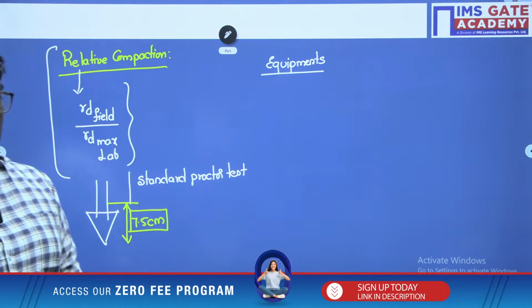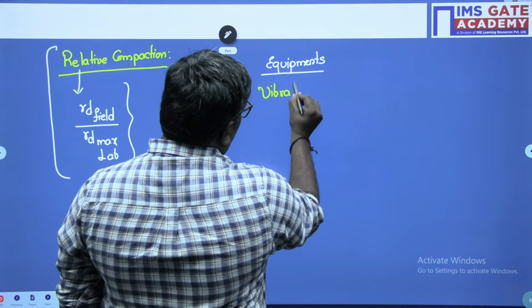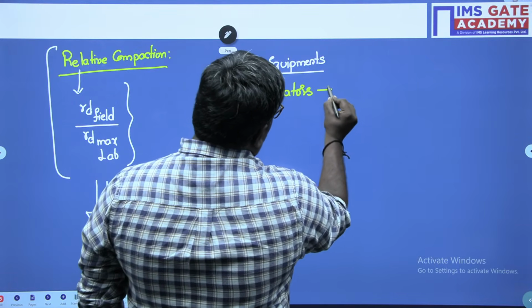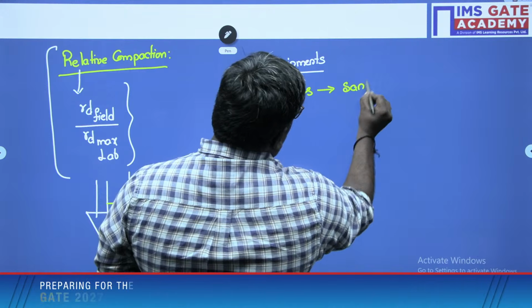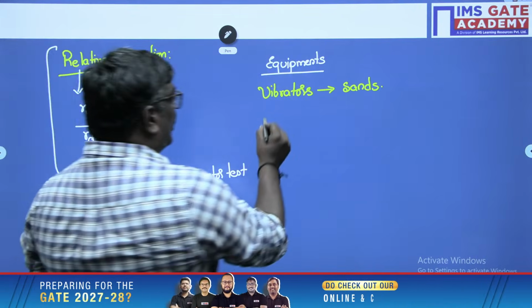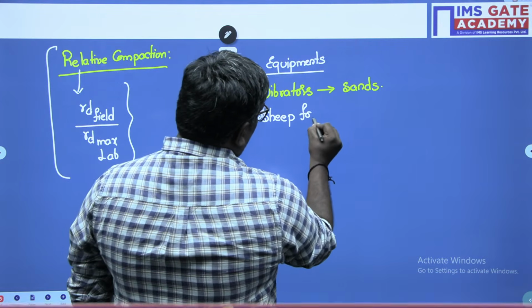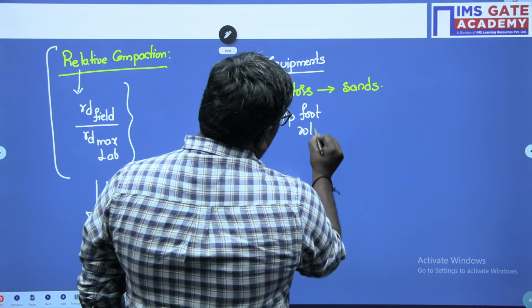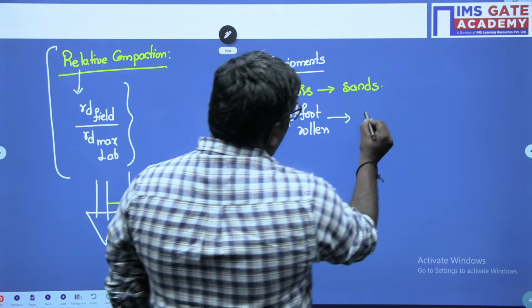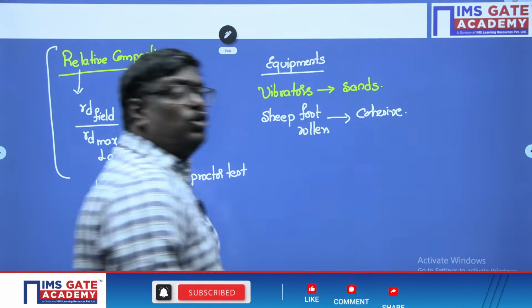So here, if I talk about the equipments, my dear students, first one we have is the vibrators. If you use vibrators, these are useful for the compaction of what, sir? Sands. Similarly, if you are using sheep foot rollers, these are used for compaction of cohesive soils. What are cohesive soils? A clayey soil is nothing but a cohesive soil.